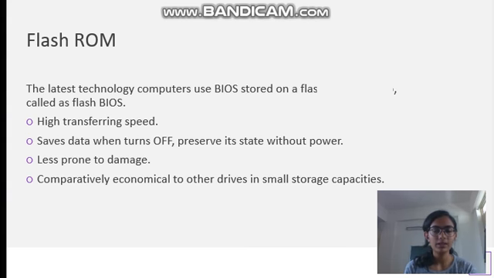The advantages are that it has high transfer speed, saves data when turned off, preserves its state without power, is less prone to damage, and is comparatively economical compared to other devices, with large storage capacities, etc. The issue is that it is comparatively costly than the hard disk, and the number of read and write cycles is limited as well.